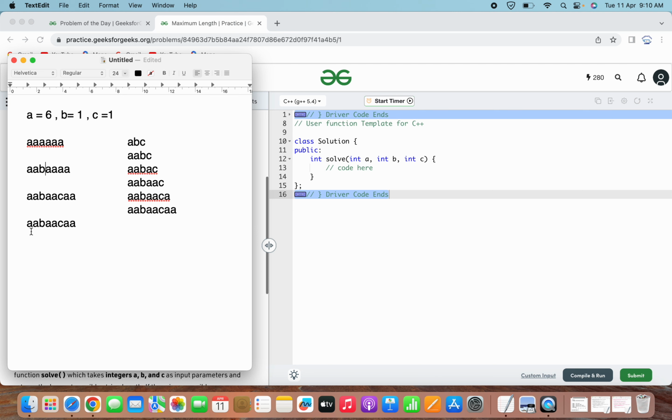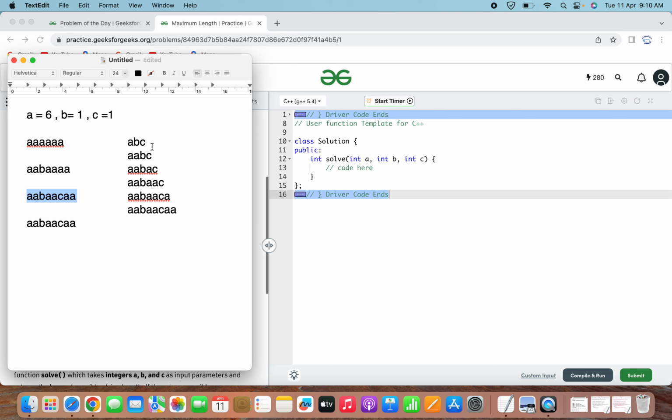Okay, so what is happening here? We can see it is not violating the constraint that three consecutive characters be the same. Here we do not have any occurrences where three consecutive characters are the same. So this is a valid string that can be formed. This was one way of forming the string.